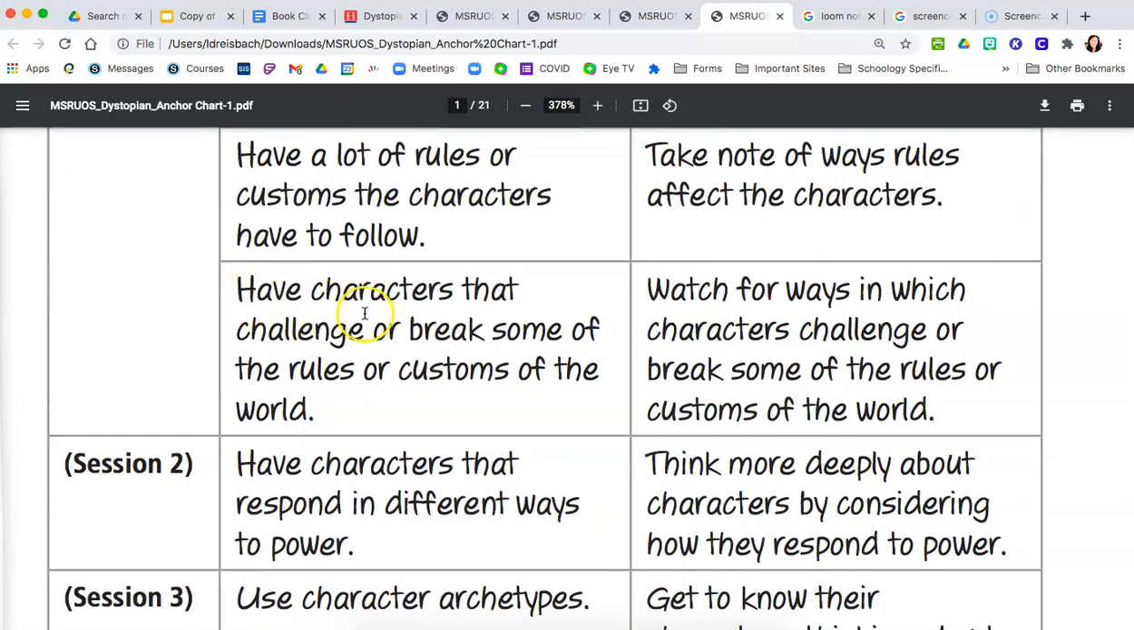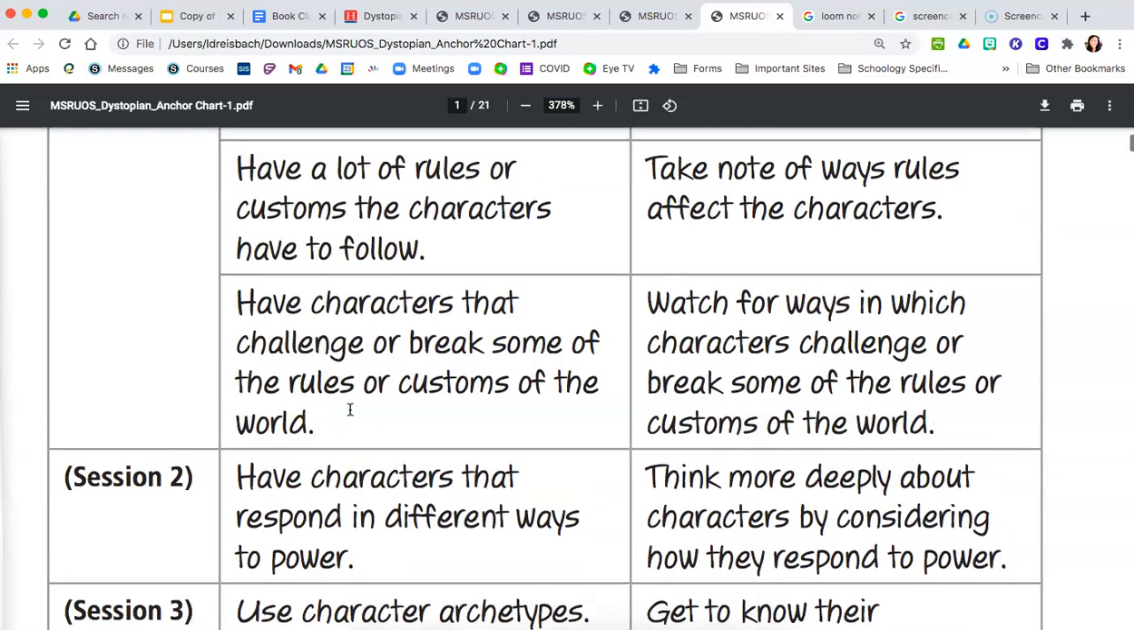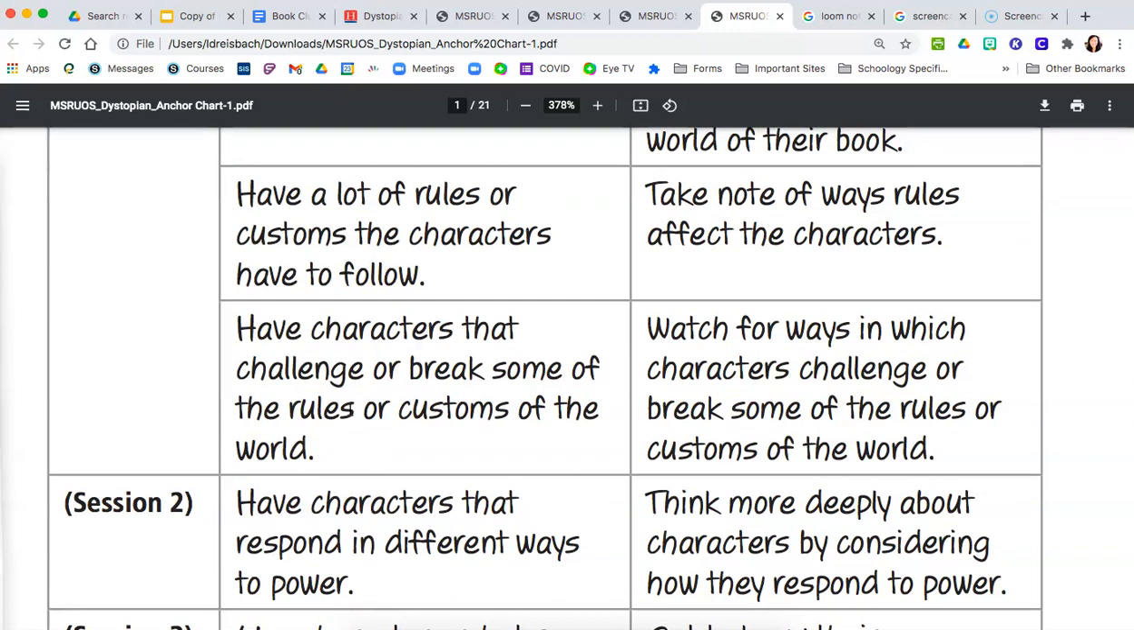Dystopian novels usually have characters that challenge or break some of the rules or customs of the world. Most likely, that is going to be true of your protagonist. Now, you guys are still in the beginning parts of your story, so your protagonist may not yet have broken the rules, but look for that as you continue to read. That's usually a sign that that person or set of people, they would be the protagonists in the story, is that they have to learn and grow and change, and they will end up challenging the rules of the world. So you want to figure out, how does your protagonist or protagonists challenge or break the rules in the world? Take note of those.